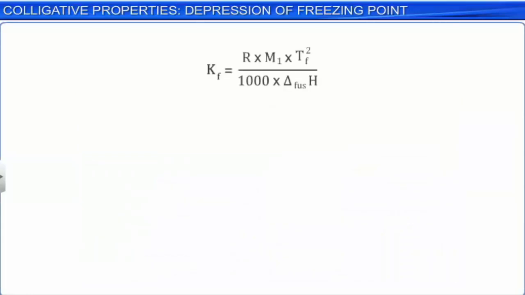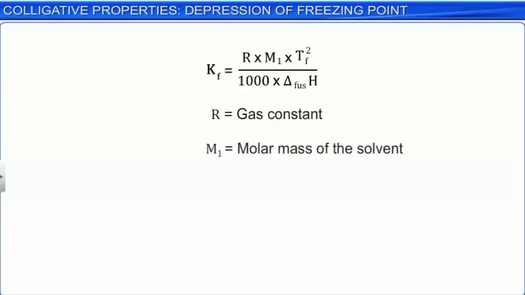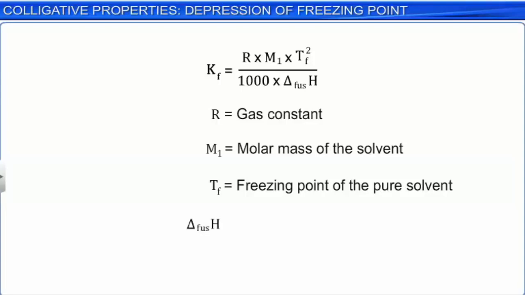The values of Kf can be calculated from this expression. In this expression, R stands for the gas constant, M1 stands for the molar mass of the solvent, Tf denotes the freezing point of the pure solvent. Remember that all these quantities are in Kelvin. Similarly, delta H fusion represents the enthalpy for the fusion of the solvent.